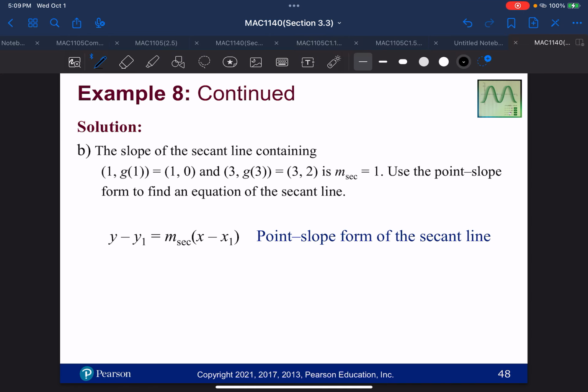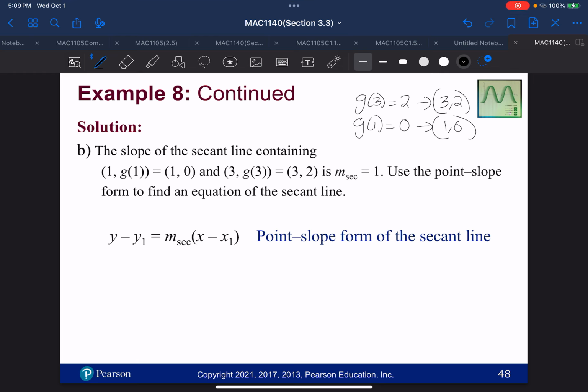So now let's find the equation of the secant line. Remember, we just found g of 3 to be 2 and g of 1 to be 0. So we really just found 2 points. We found 3 comma 2 on our graph, and we found 1 comma 0 on our graph. And these are the 2 points that our secant line goes through. Okay? So we just found the slope of the line that goes through these 2 points.